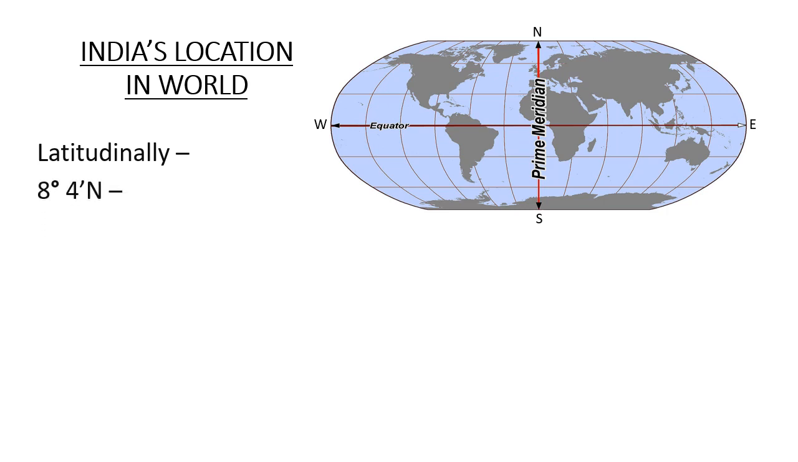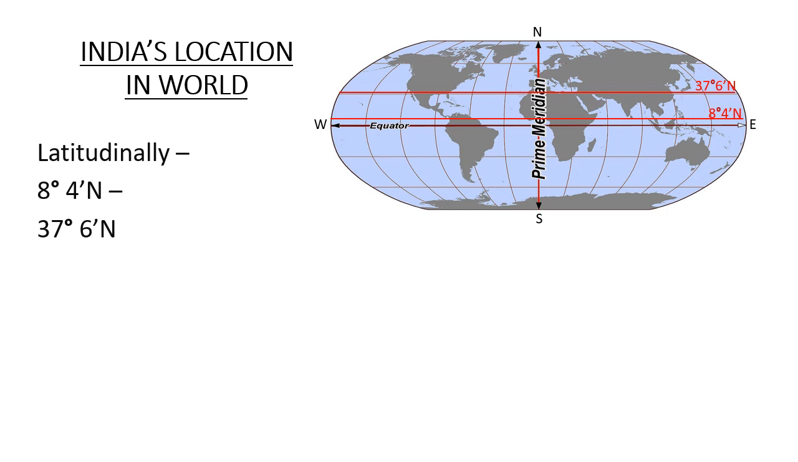India lies between 8 degree 4 minute north. See, 8 degree 4 minute north means to the north of the equator, and 37 degree 6 minute north means India lies to the north of the equator, as both the latitudes are marked with N, completely lying to the north of the equator in the northern hemisphere. But where? It is not clear.